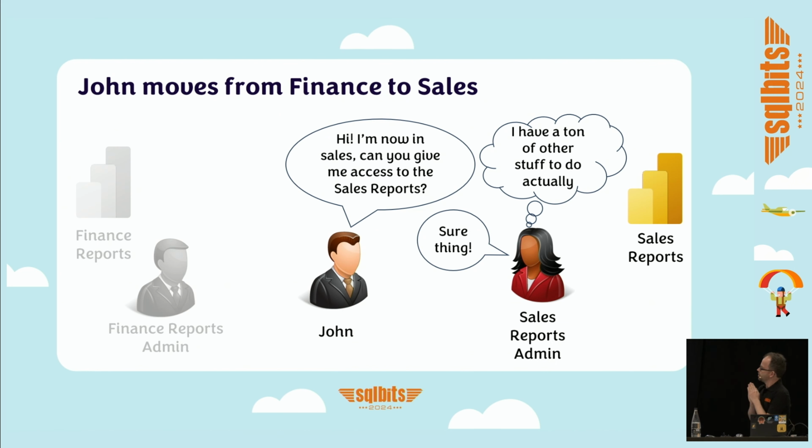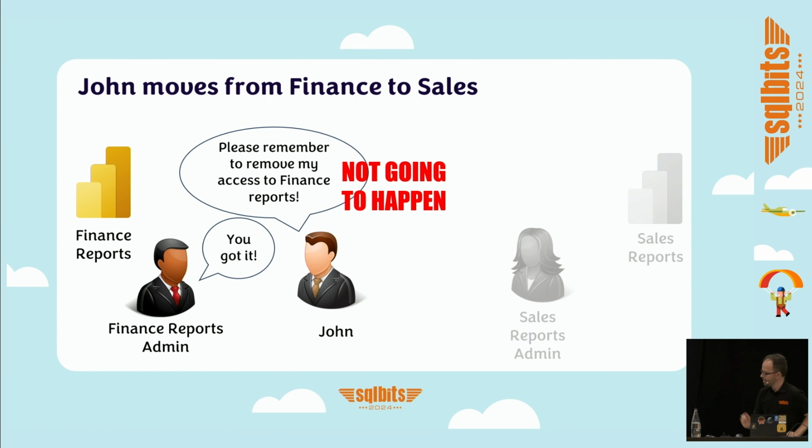But this is not the worst, because what John will not do is go to finance and say, hey, can you remove permissions from me to those finance reports? Because actually, he does not need that permission anymore. But this will never happen. I haven't seen it ever happening. So, where do we go from here?